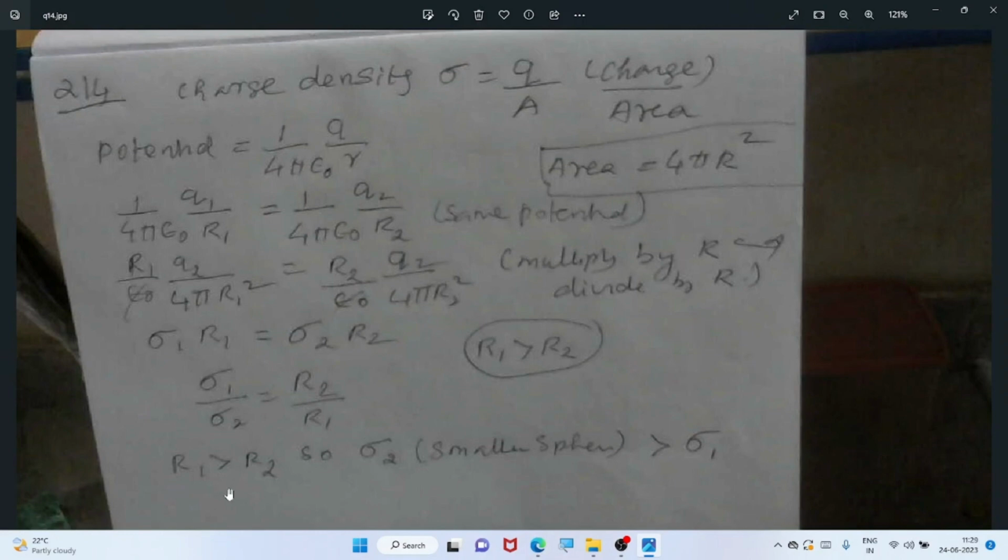R2, so the charge density on the smaller sphere, that is R2, is greater than R1. Smaller sphere, okay, that is, charge density on the smaller sphere is greater than the large sphere.